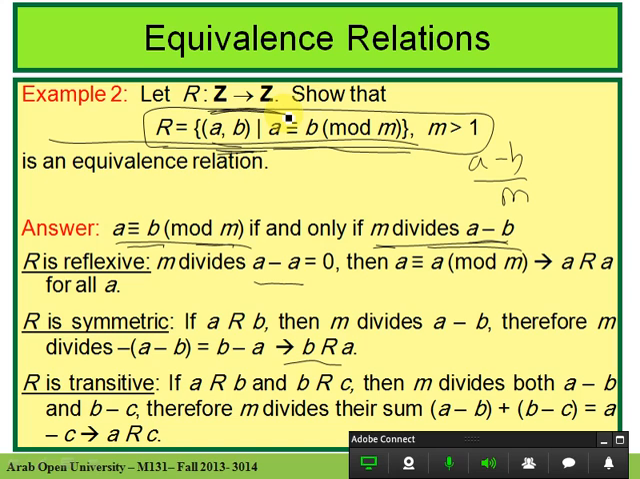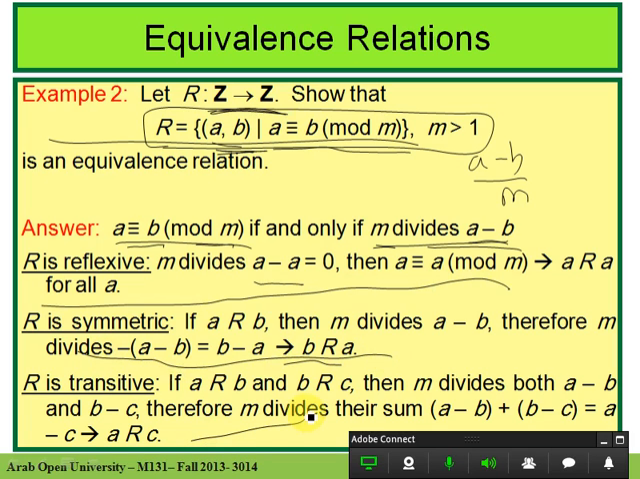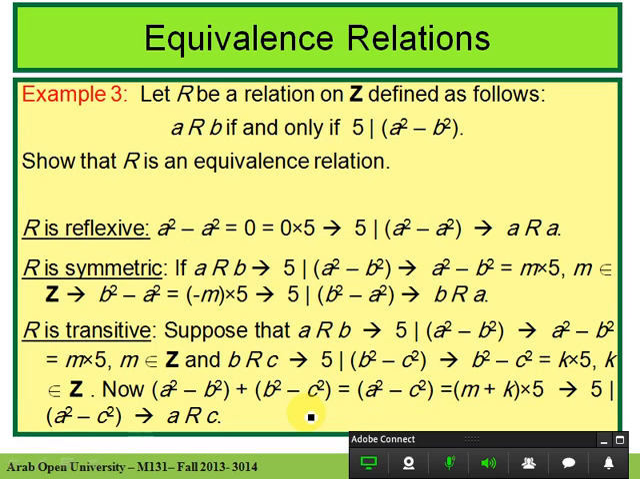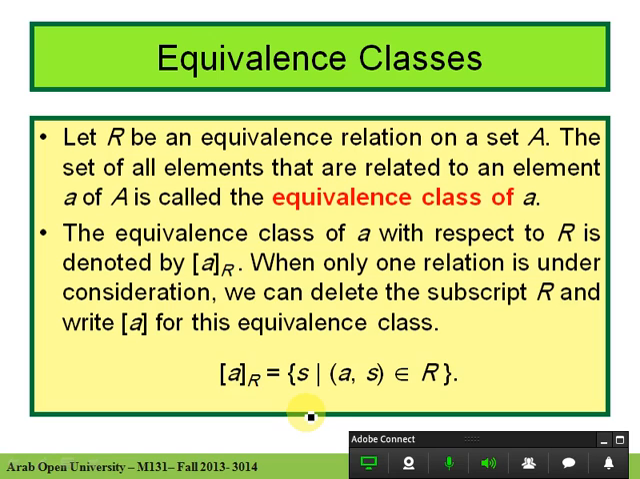Then if they ask you to justify your answer, this is the justification. You have to write this: reflexive, symmetric, and transitive. This is your justification. Okay. So this is another example over here. I will skip this one.